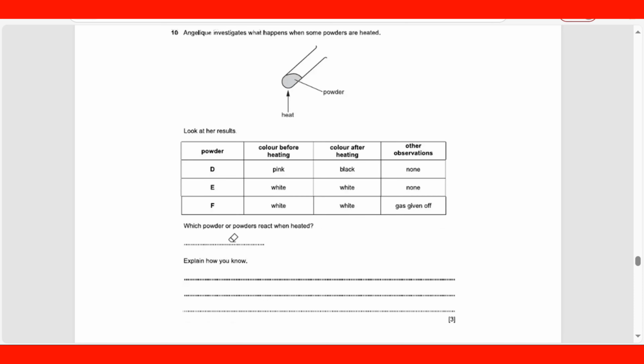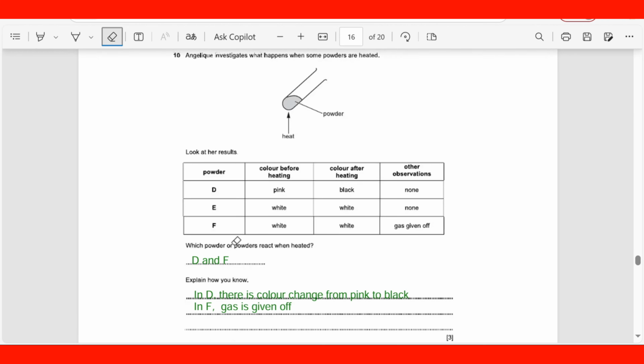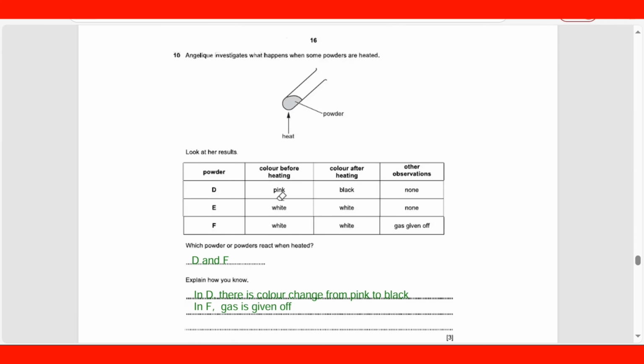Okay, let's check out the answer. You may pause if you need some more time. So the answer is D and F. How do we know? In D there's a change in color from pink to black, and in F there is a gas given off. That's how we know there's a chemical reaction. Let's move on. Okay, question 11.